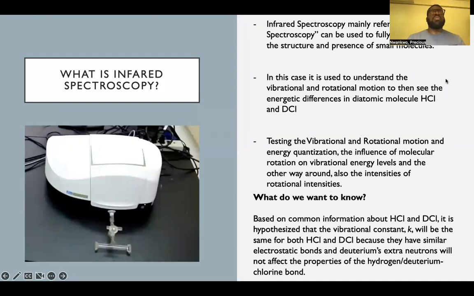In order to understand this difference, we're going to be using infrared spectroscopy. I'm sure you're asking, what is infrared spectroscopy? What is IR?